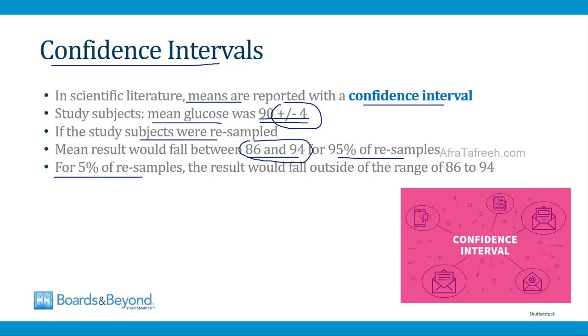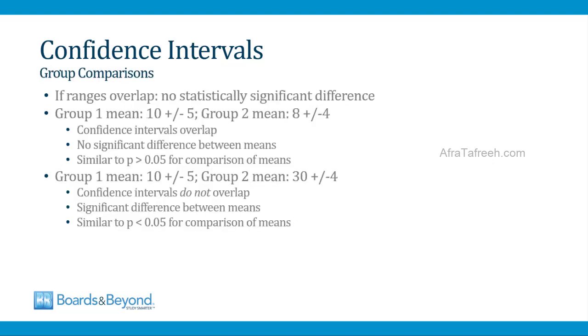For 5% of resamples, the result would fall outside that range. And so basically, confidence intervals are a range of numbers in which you think the true mean for the population most likely falls, and it gives an indication of how confident you are in the measurement you've obtained from your clinical study.